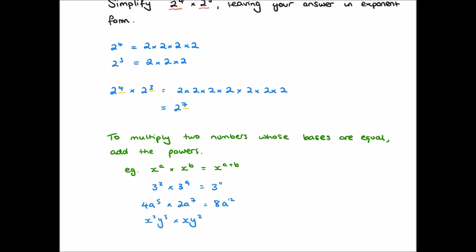Similarly, be careful when working with expressions that contain a variety of variables. So x squared y cubed times xy squared. We deal with the x's first. Now x by itself is x to the power of 1. So x squared times x is x cubed. Then y cubed times y squared is y to the power of 5, since 3 plus 2 is equal to 5.